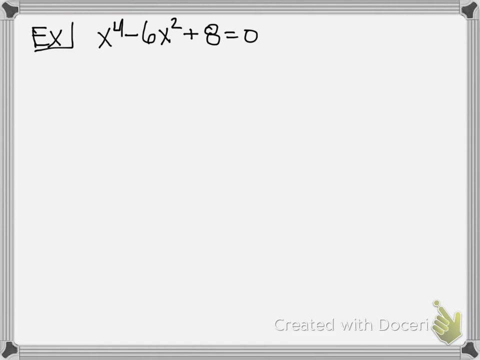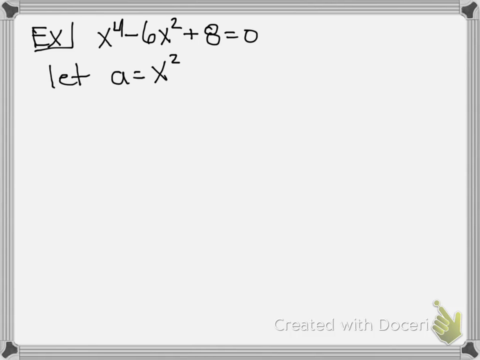Good. Now let's look at another one. This is a little bit less obvious. Now we've got an x to the 4th term up here and an x squared here. So this isn't a quadratic equation. But again, we can redefine a variable. Let's choose a to equal x squared.